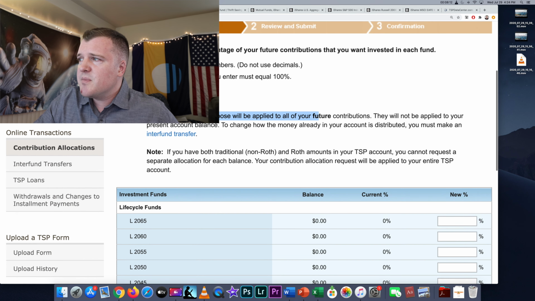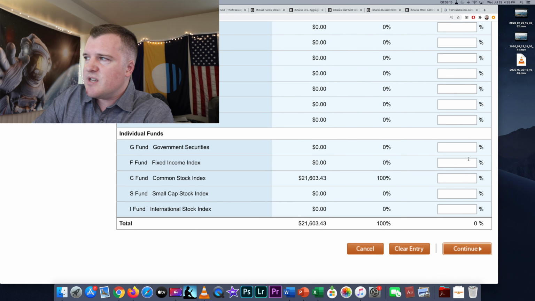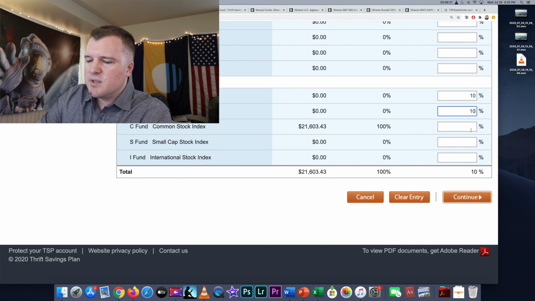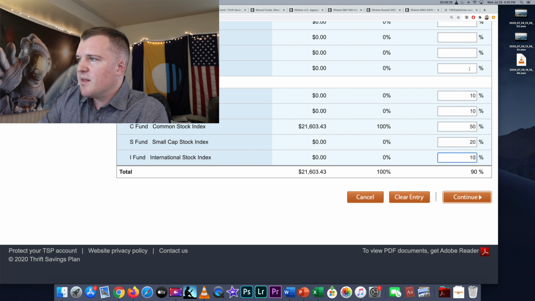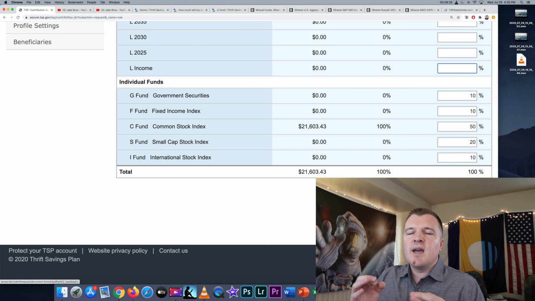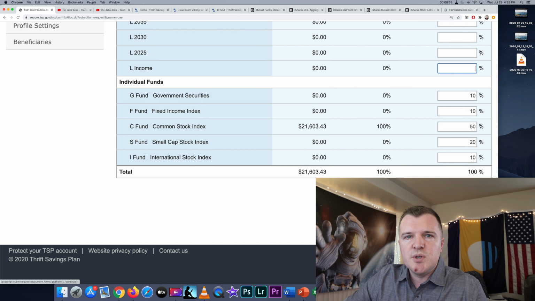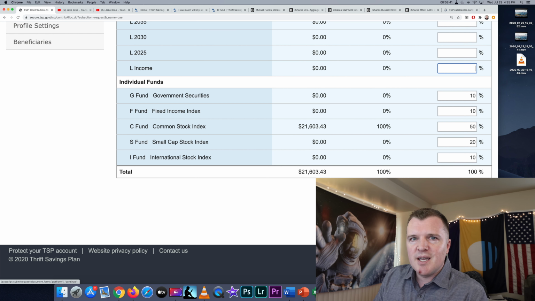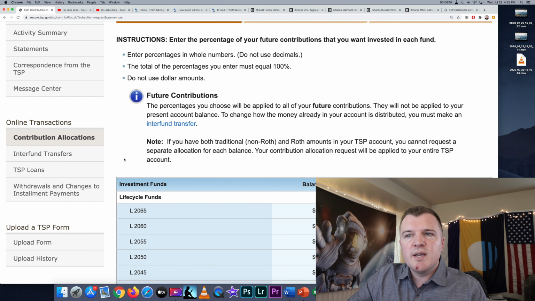We scroll down to the bottom and let's enter in some percentages. So G fund will do 10, F fund will do 10, C fund will do 50, and then S fund will do 20, and then I fund will do 10, and there we go. Percentages equal 100. We would then click continue. What this means is that for your future contributions, next month's paycheck, 10% will go into the G fund, 10% F fund, 50 C fund. You get it.